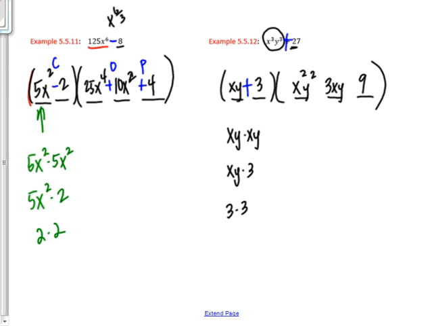Copy the plus, take the opposite. The last one's always positive. Go try your homework.